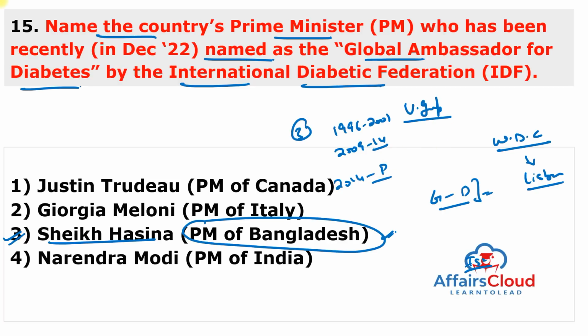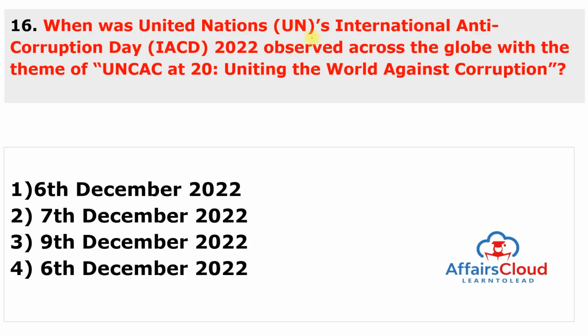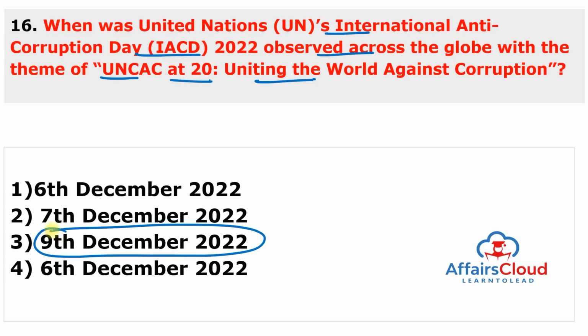Moving to next question. When was United Nations International Anti-Corruption Day 2022 observed across the globe with the theme United Nations Convention Against Corruption, or UNCAC at 20: Uniting the World Against Corruption? So remember, this day is observed on 9th of December 2022. So answer of this question is 3.